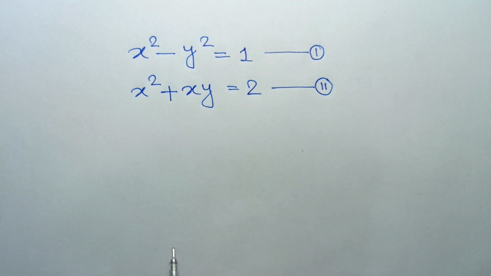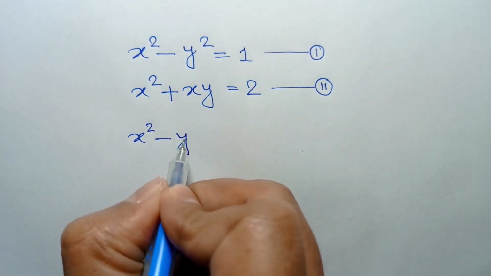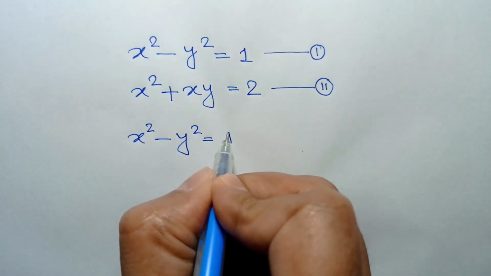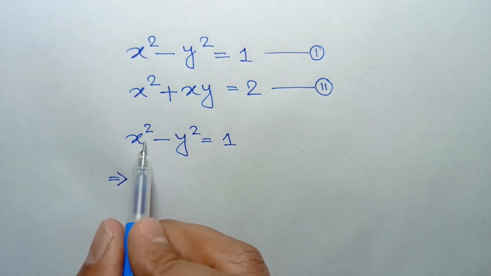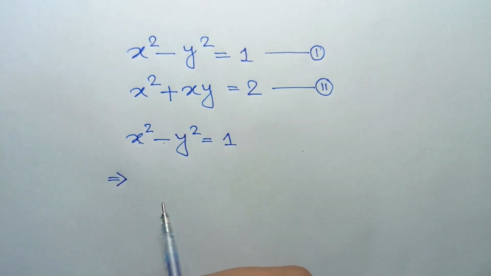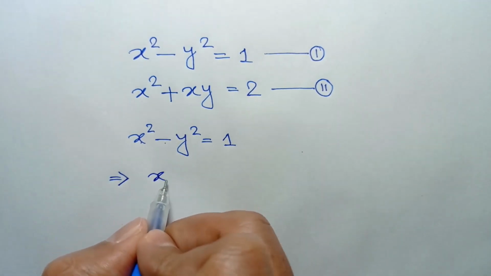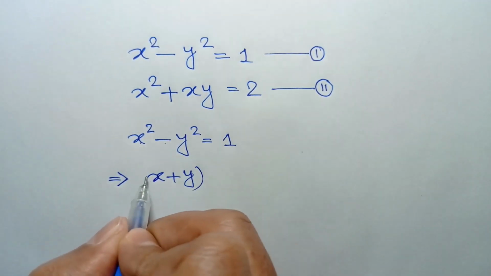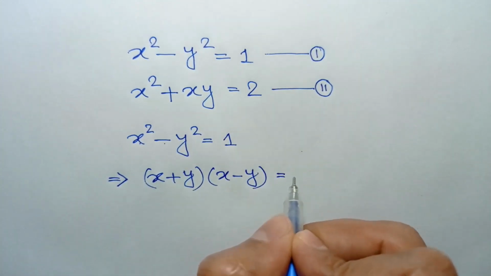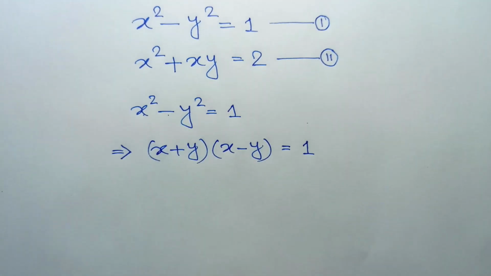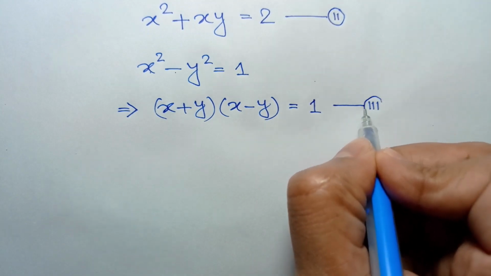Now from equation 1 we can write x square minus y square is equal to 1, or applying the formula a square minus b square is equal to a plus b times a minus b, we can write it as x plus y times x minus y is equal to 1. Let's call it equation number 3.